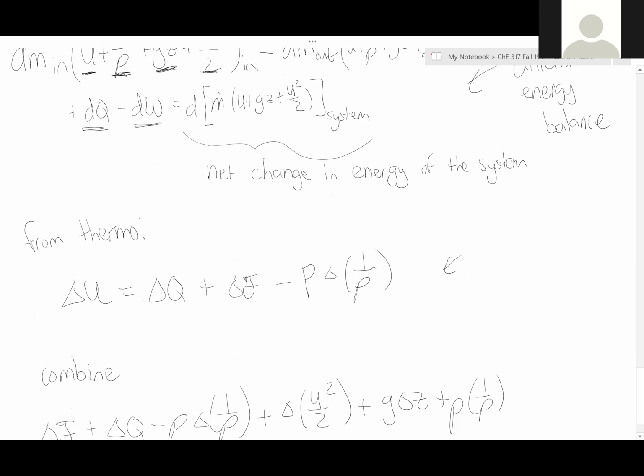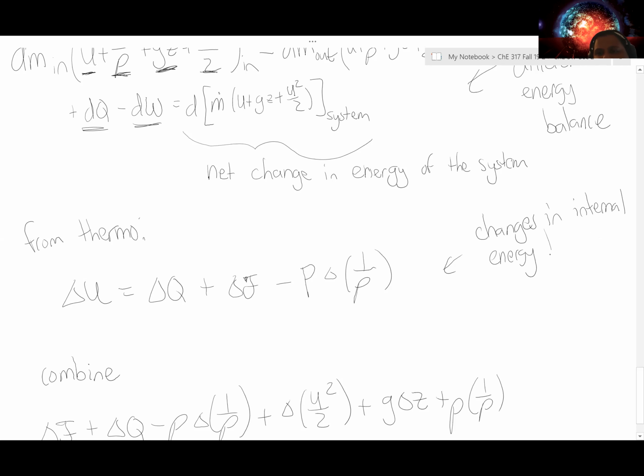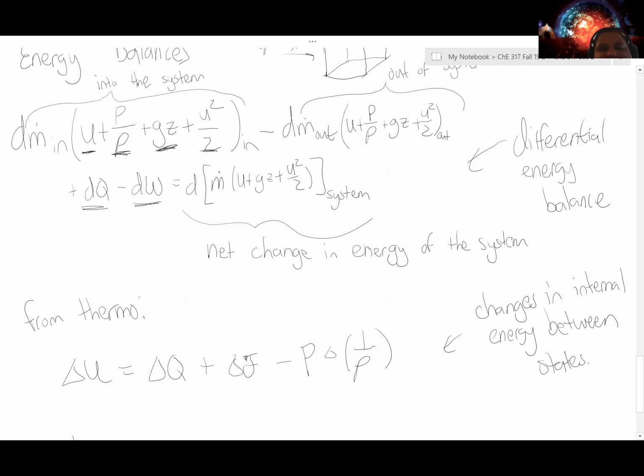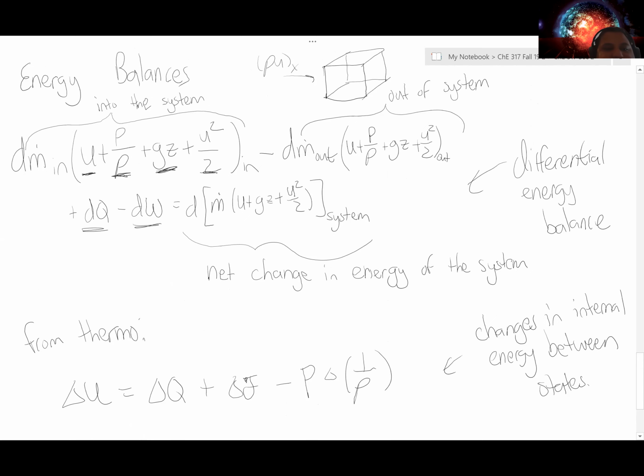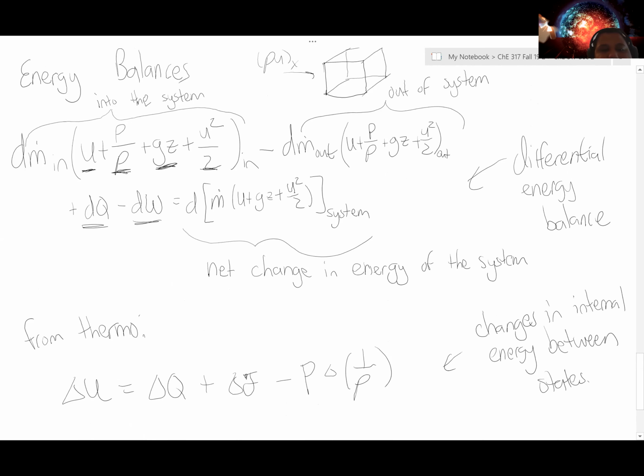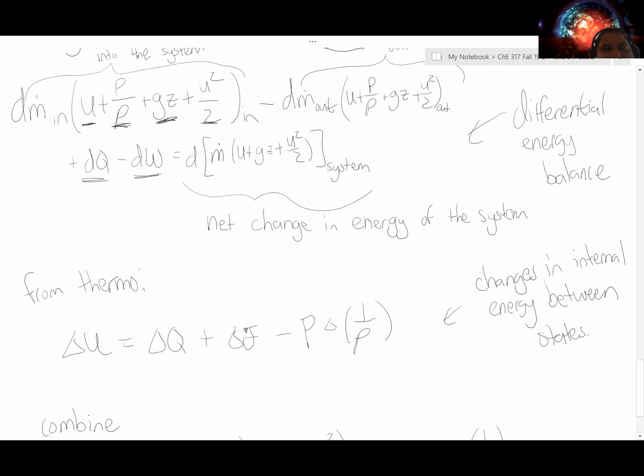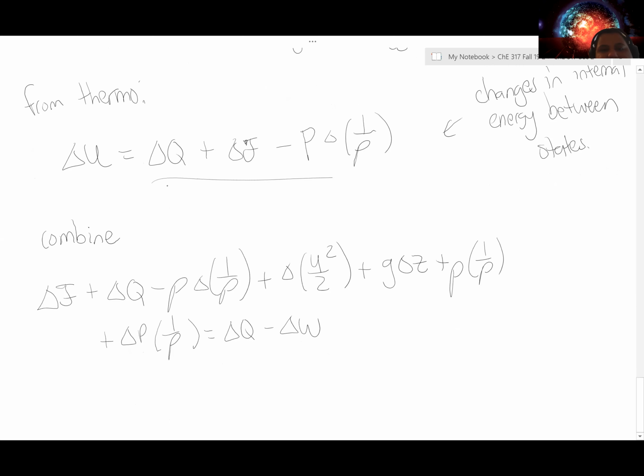Thank you. This is looking at changes in internal energy between states. And so we do that by, instead of looking at the differential mass in, mass out, and all that, we change all this to deltas. So it's delta M in, delta M out, delta Q, delta W. We combine that and plug in basically M in minus M out, we get a delta U term. We plug this in for that delta U term.